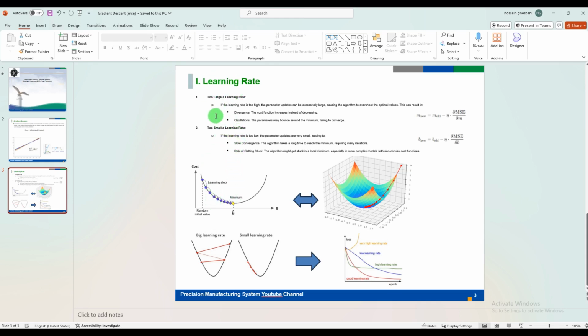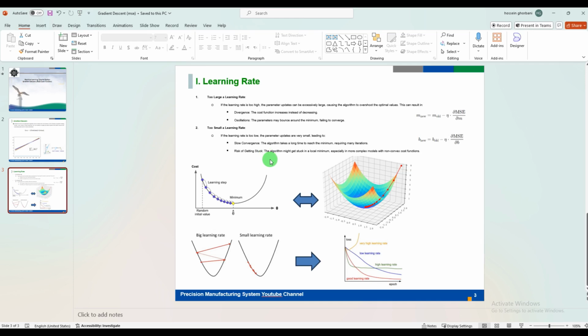If our learning rate is too large or too high, the parameter update can be excessively large, causing the algorithm to overshoot the optimal value. This can result in divergence or oscillation. Or if our learning rate is too small, the parameter updates are very small, leading to slow convergence and risk of getting stuck.